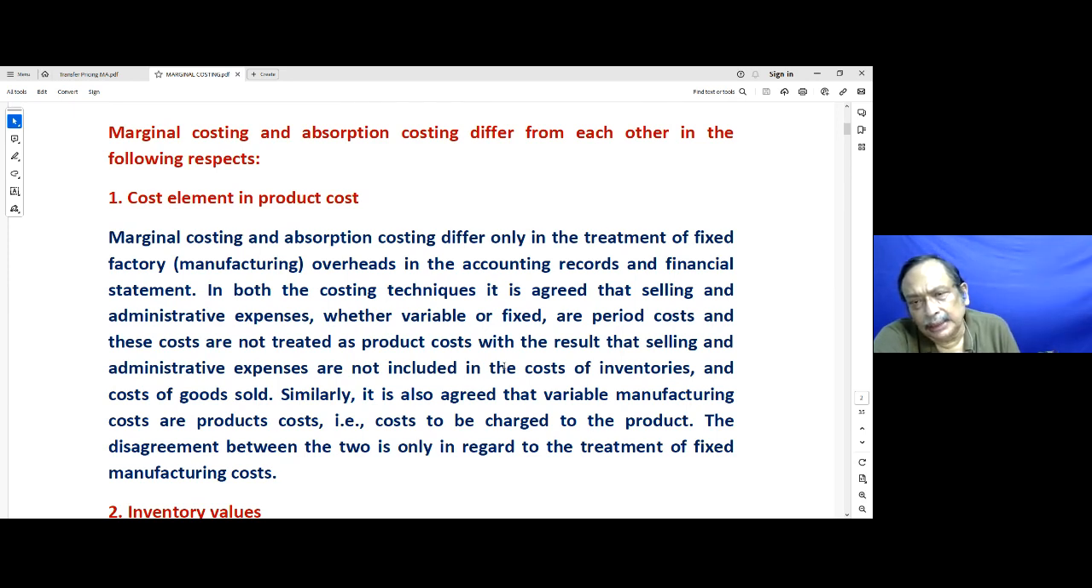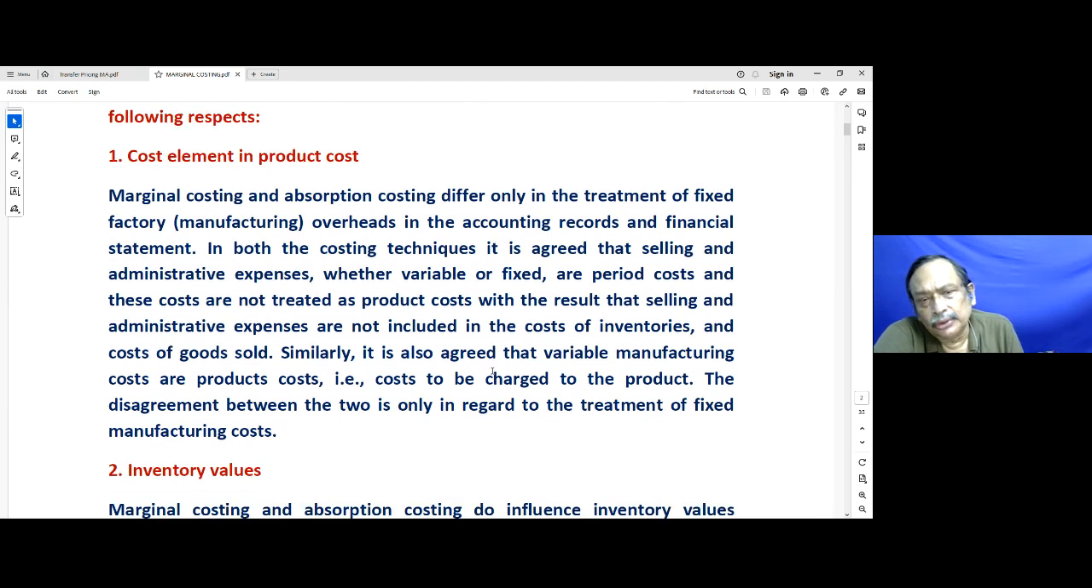In both the costing techniques, it is agreed that selling and administrative expenses, whether variable or fixed, are period costs, and these costs are not treated as product cost, with the result that selling and administrative expenses are not included in the cost of inventories and cost of goods sold. This is a very, very important point. Again, I repeat, in both the costing techniques, selling and administrative expenses, whether variable or fixed, are period costs and are not included in the cost of inventories and cost of goods sold.